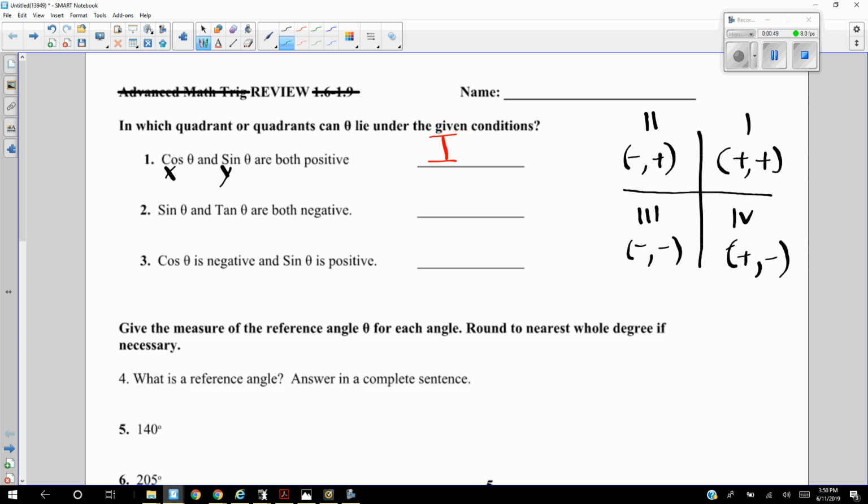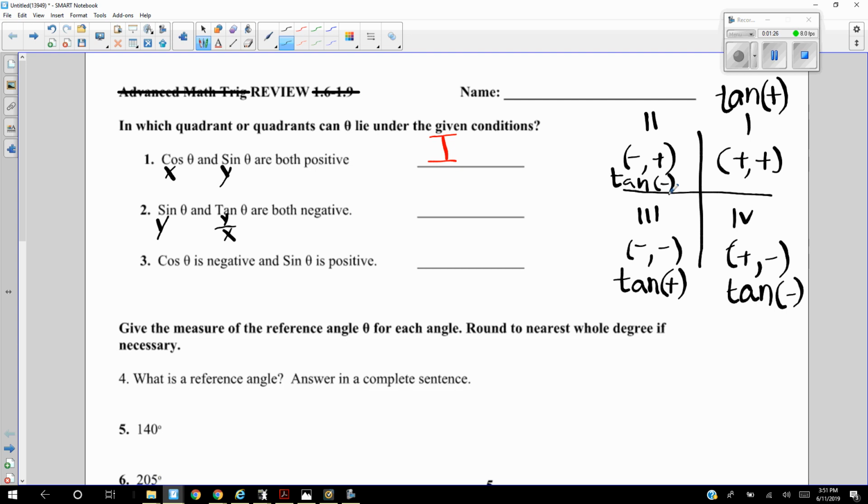Number 2, sine and tangent are both negative. Remember, sine is y, tangent is sine divided by cosine, or y divided by x. So that means tangent is going to be positive in the first and third quadrants, because a negative divided by a negative is a positive, and tangent is going to be negative in quadrant number 2 and quadrant number 4.